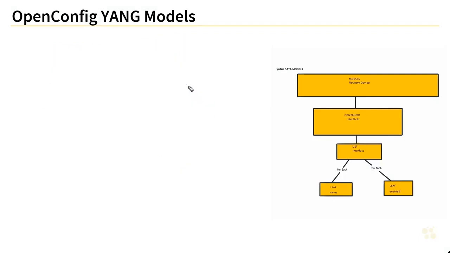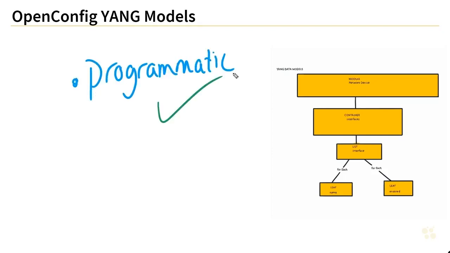So this solves the issue from a programmatic point of view, in that we can use the same container. It's not going to be interfaces and then interfaces state. We would still just use the interfaces container. And within that, you're going to have items which have the config flag set to true or the config flag set to false.